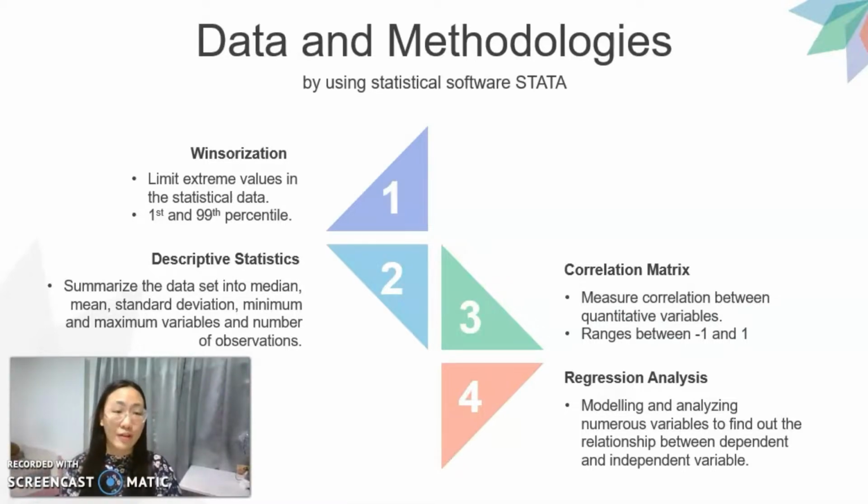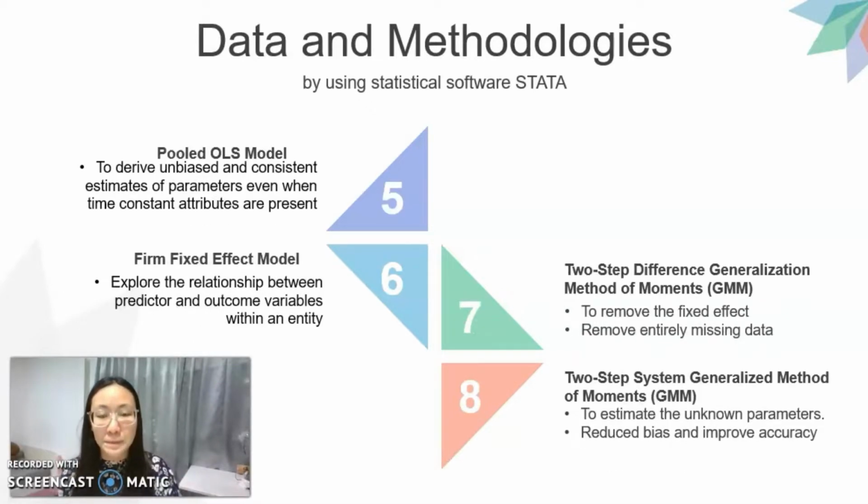The correlation coefficient ranges from -1 to 1, where a number greater than 1 or less than -1 means that there is an error. A positive correlation coefficient indicates that two variables tend to move together. Regression analysis, which is the fourth step, is for modeling and analyzing numerous variables to find out the relationship between dependent and independent variables. The fifth step is the pooled OLS model.